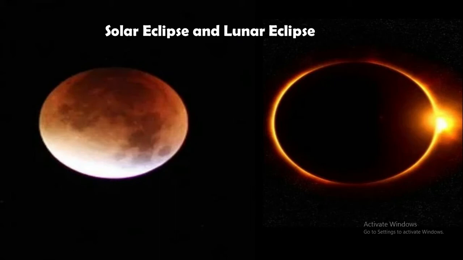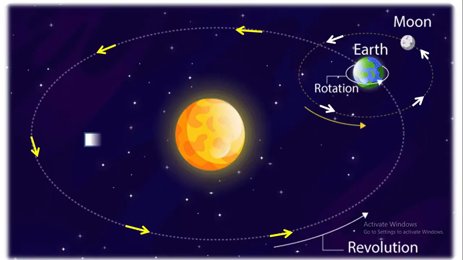So let's get started. Here in this picture there are three celestial bodies. One is the sun, the other one is the earth, and the third one is the moon, and these are the three celestial bodies which are responsible for causing eclipses, whether solar eclipse or lunar eclipse. Here in this picture we can see two orbits. One is the orbit of earth, and earth revolves around the sun, and the other orbit is the orbit of the moon, that is around the earth.